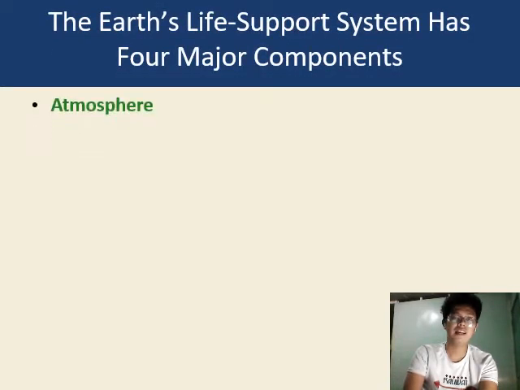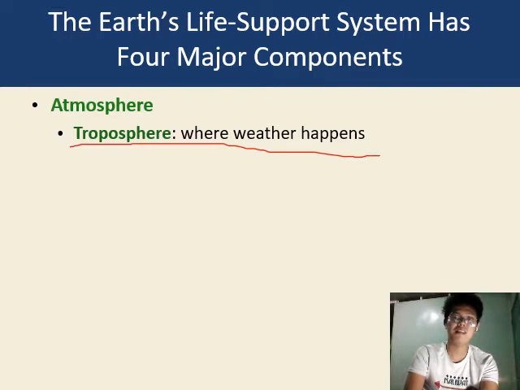These are the four major components of Earth's life support system. We have the atmosphere. Under the atmosphere, we have layers, which include the troposphere, where weather patterns happen. As the height increases in the troposphere, the temperature decreases. So it gets colder as height increases. This is usually where weather patterns happen, like wind, precipitation, and air currents.